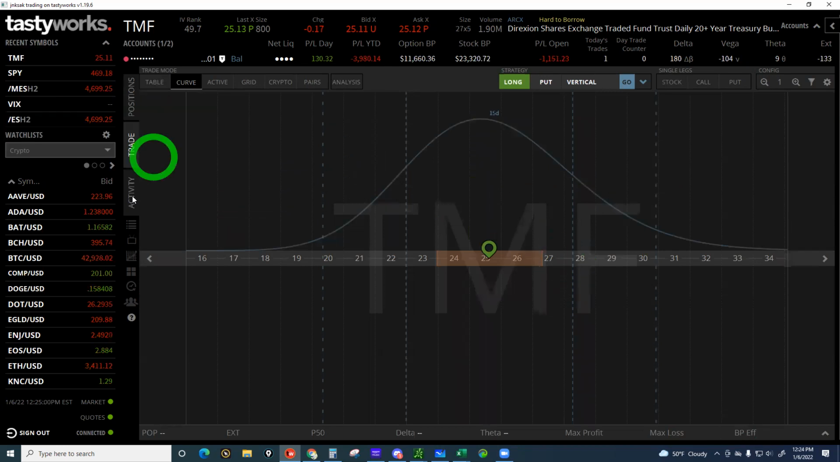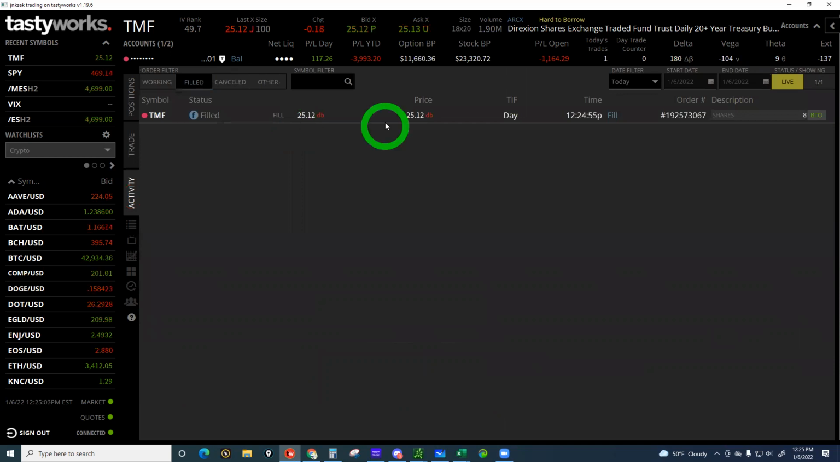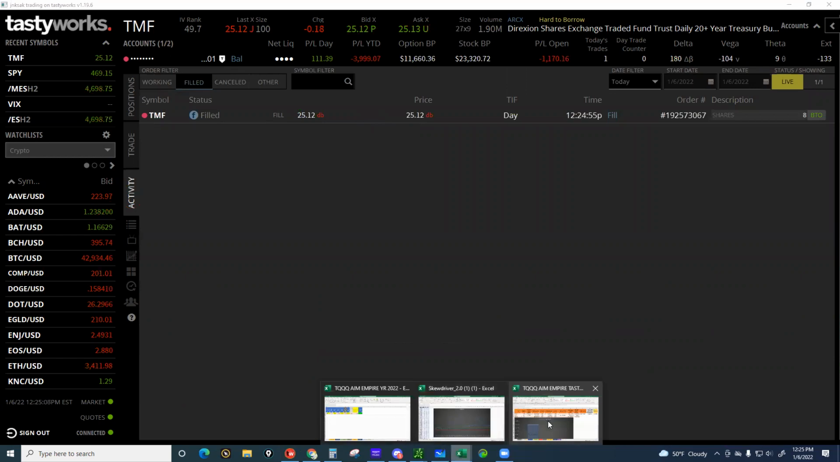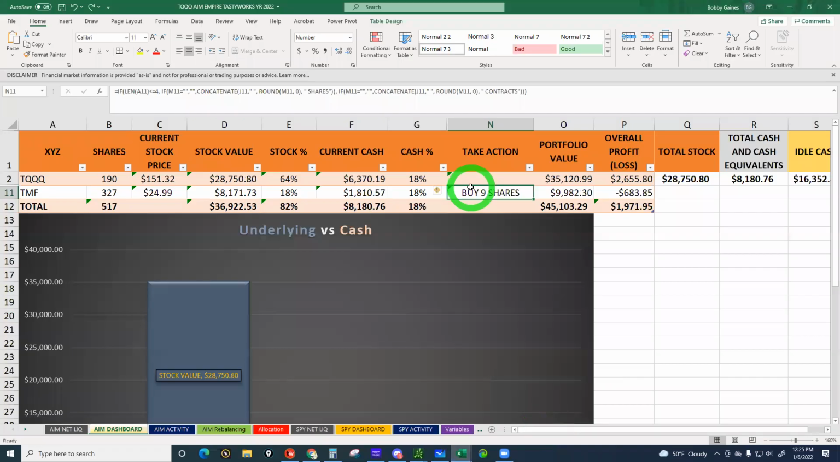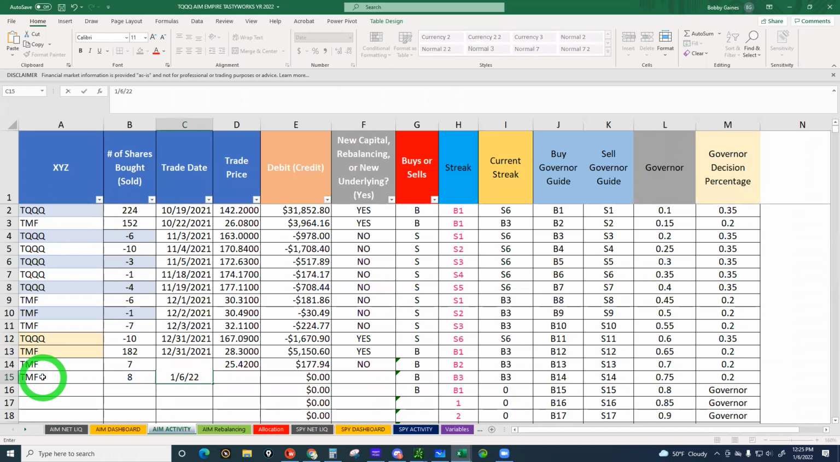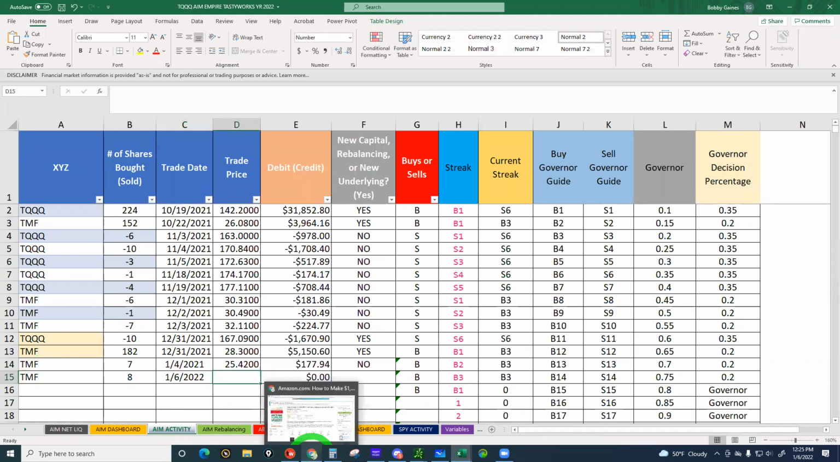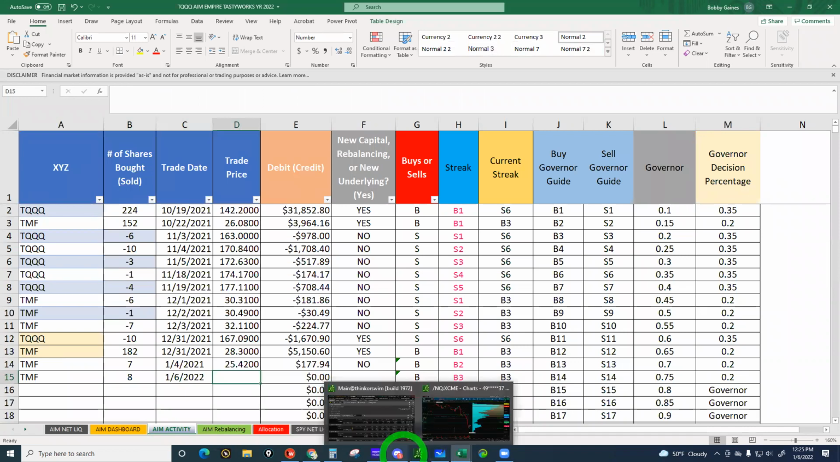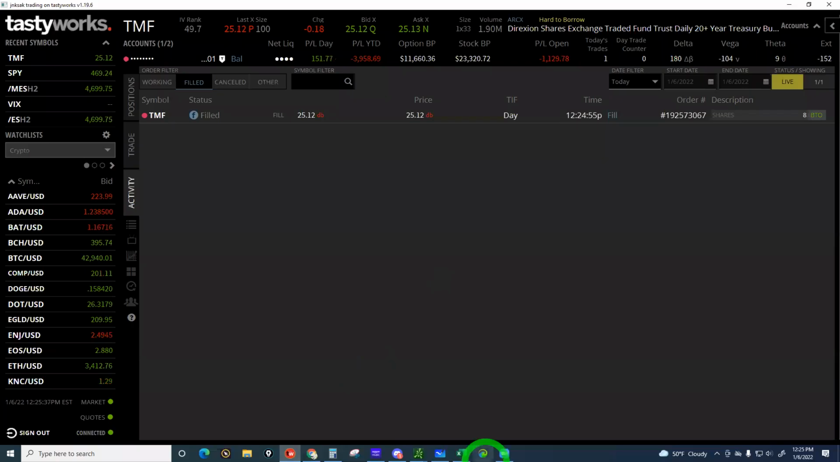All right, so we bought 8 shares at $25.12. Let's go put that into our spreadsheet. And I want to answer another question that some people have too. Okay, there it said 9 shares. Should I get another one or not? No, I'm not going to do it. I'm just going to do what I did to start with. So let's go over here. We'll go to the AIM activity, TMF. We bought 8 shares on the year of our Lord 1622, and we did it for 25.12.